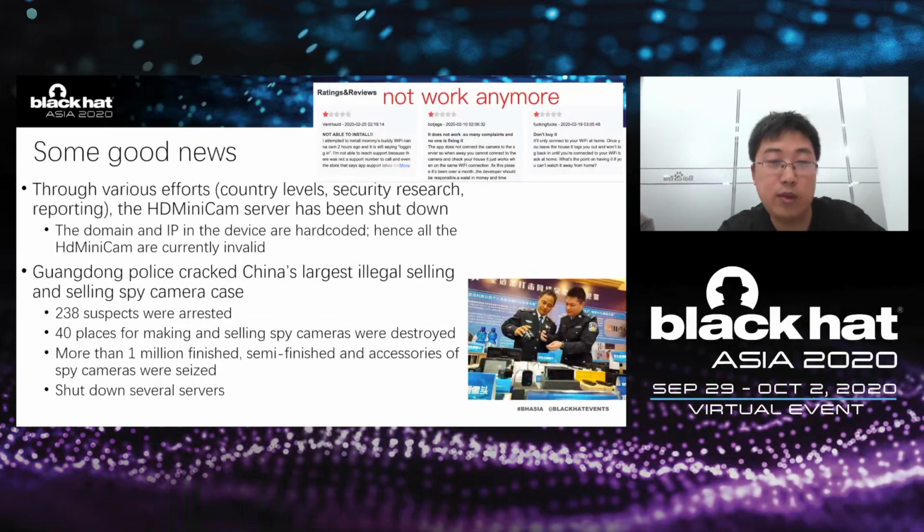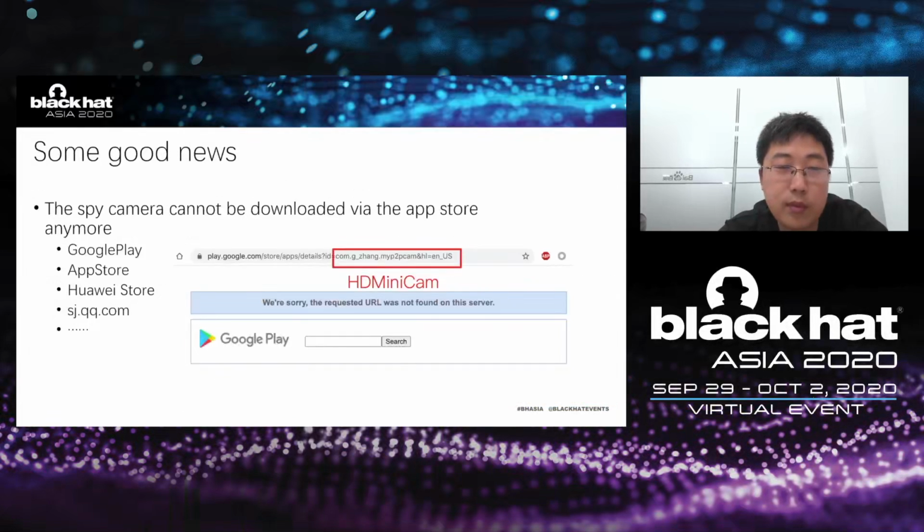Okay, there is some good news. Through various efforts, the RDMI server has been shut down. And currently, all the RDMI cams are invalid because the server domain and the IP in the device are hard-coded. Furthermore, the Guangdong police cracked China's largest illegal selling and buying of spy cameras. For instance, RDMI cams can't be downloaded via the App Store.